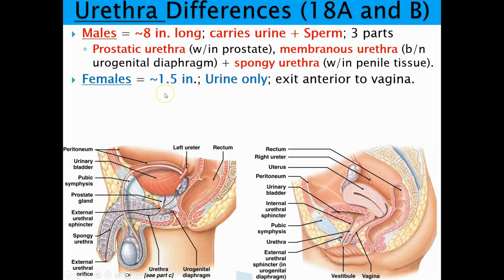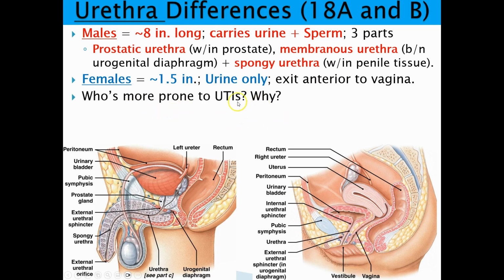Now, with females, you should note that the urethra is approximately 1.5 inches long, and it only carries urine, where the male, of course, carries urine and sperm, which is why I was stressing the ejaculatory duct here versus the prostatic urethra. All right, but urine only, and it's slightly anterior to the vagina. So you can see the vagina is a little posterior to the urethra right there.